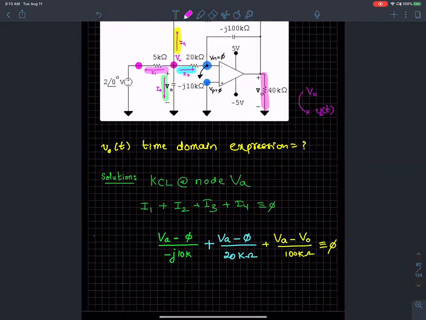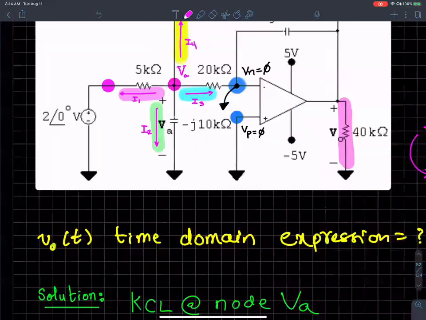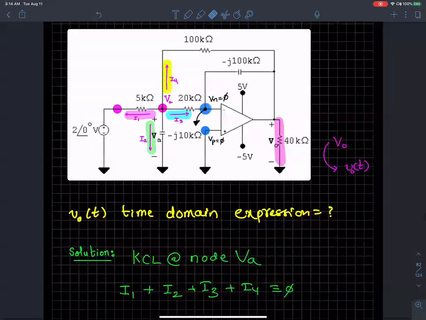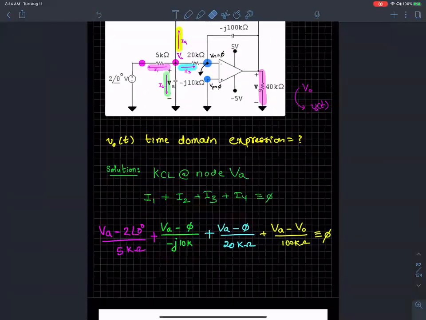So VA minus 2 angle 0 volts over 5 kilo ohms. You're right, so that's how we would account for it, because this is a voltage source. I read that to be an amperes and then directly used its value. So thank you for finding that. Good observation. Okay, other questions, please.